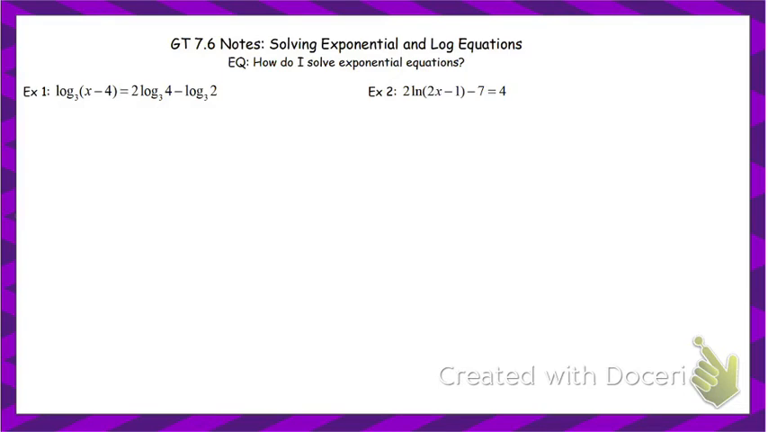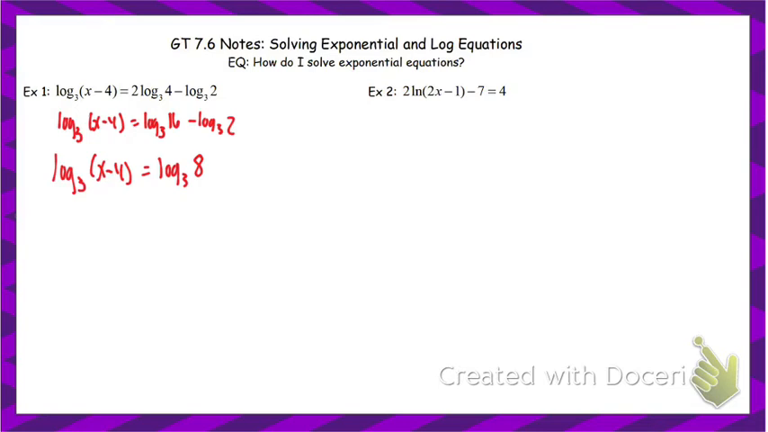So typically how you're going to want to start these is, if you can use your log properties to condense the logs, go ahead and do that. What I mean by that is using those properties we did last class. So right here, that 2 can become the exponent on the 4. So I can rewrite this as log base 3 of 16 minus log base 3 of 2. And then using those same log properties, I can rewrite that as log base 3 of 16 divided by 2, which is 8.